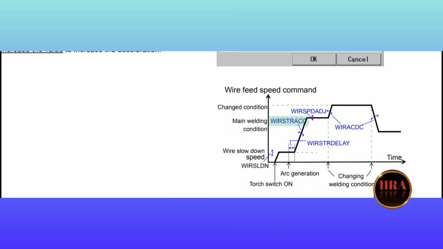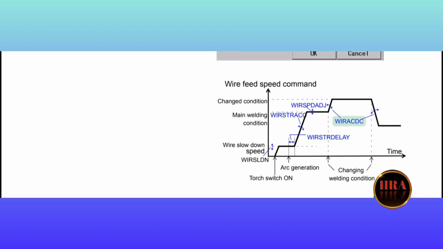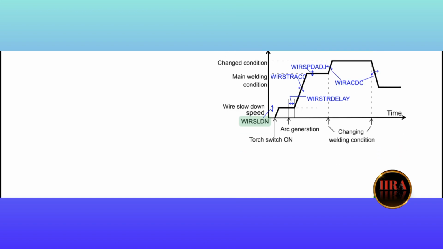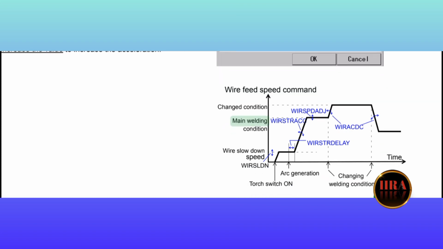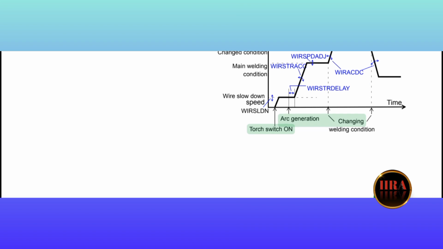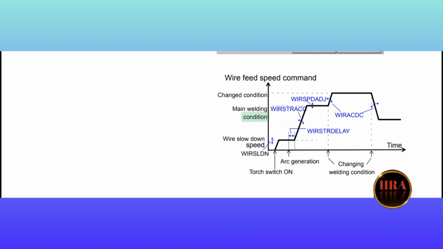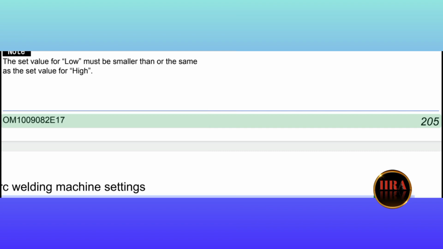WIRSPDADJ, WIRSTRACC, WIRSTRDELAY, WIRACDC, WIRSLDN. Wire feed speed command. Main welding, changed condition, wire slow down. Torch switch on, arc generation, changing speed time, welding condition. Arc welding machine settings. OM10090828.